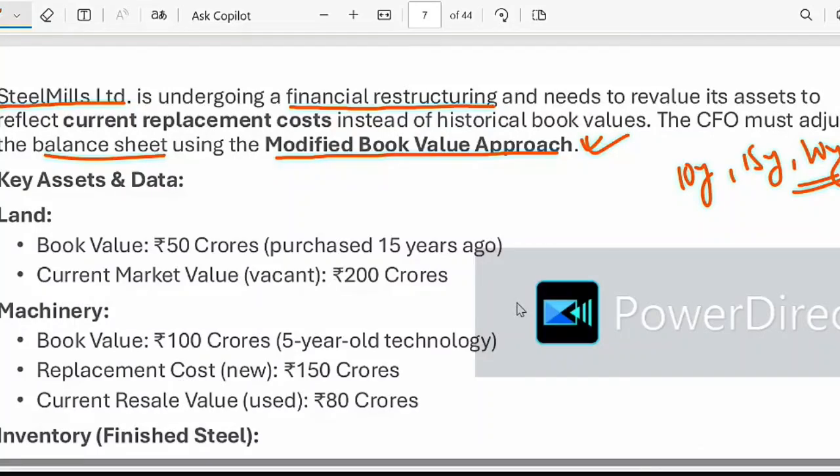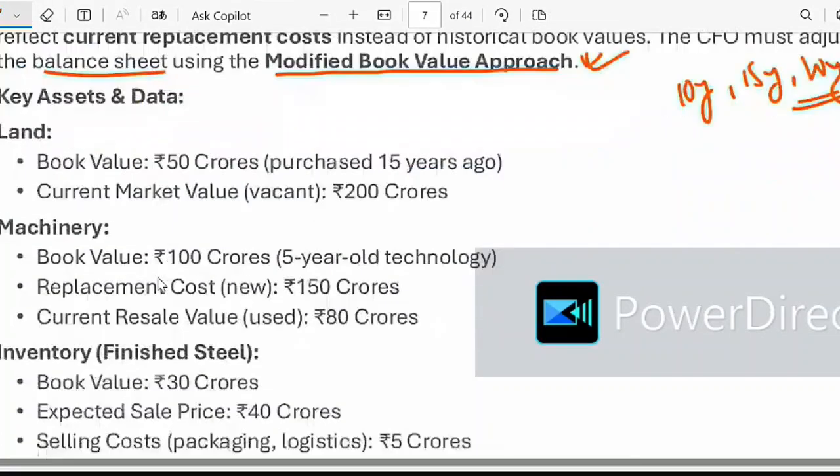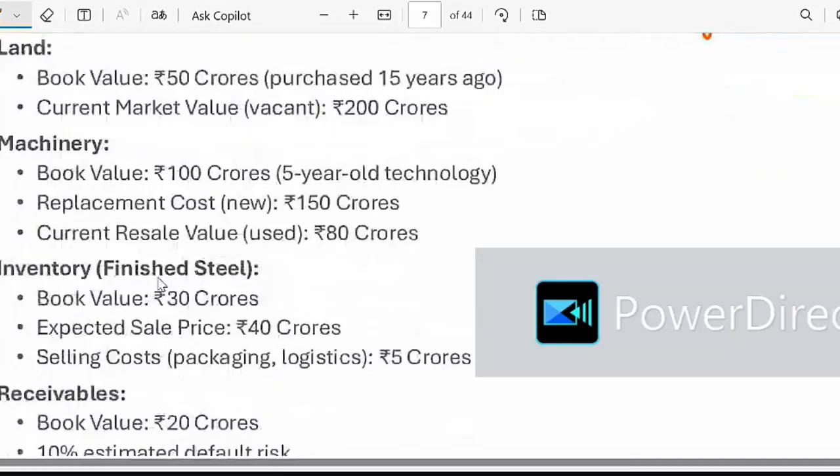So let's look at this question. First of all, what did they purchase? They purchased land, right? As you can see, the first asset they have is the land. They purchased the land 50 years ago at 50 crore, and today the market value of the land is 200 crore, right?